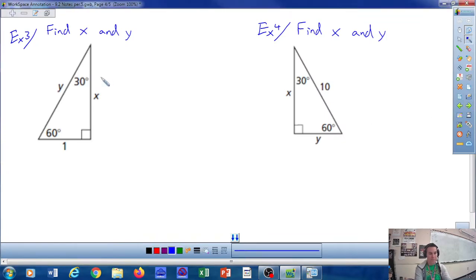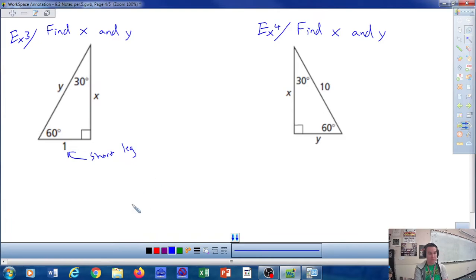So, first example. You got your 30, 60, 90. If you need to pause the video because you want to copy it down in your notes, pause the video. No big deal. Copy it down. When you're ready to start, go ahead and unpause. So you got a 30 up here, you got a 60 down here. I told you this side is 1, and this is y, and this is x, and I want you to get both. So first thing we decide is what side do we have? We have the short one. That is the short leg. That's actually the best one to have. If they're going to give you any one, that is the one you want.